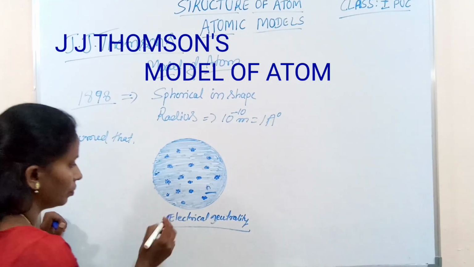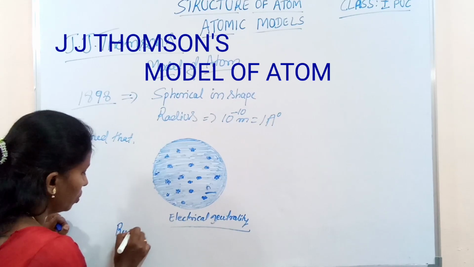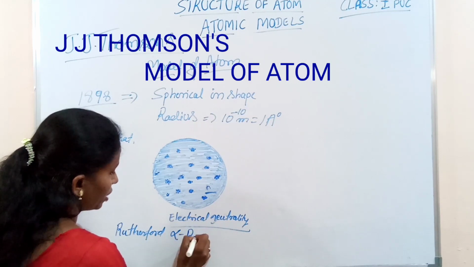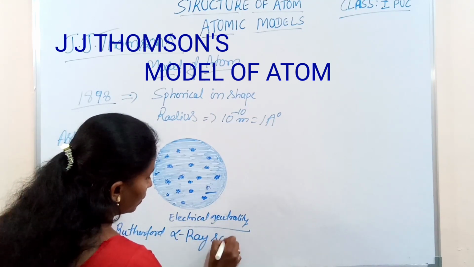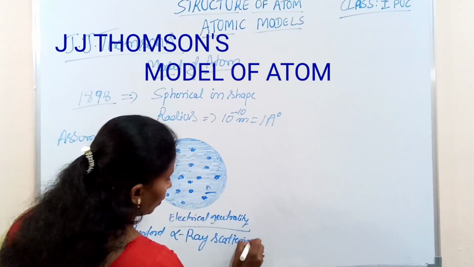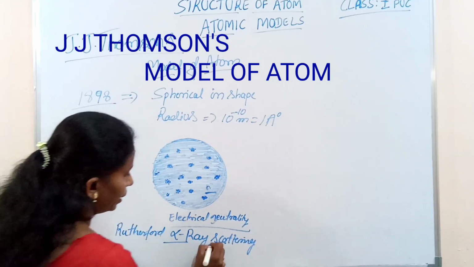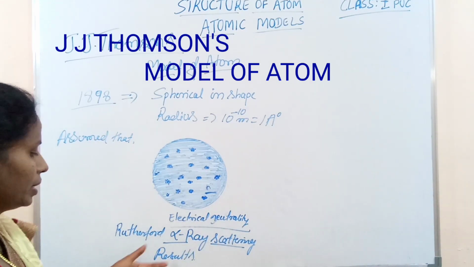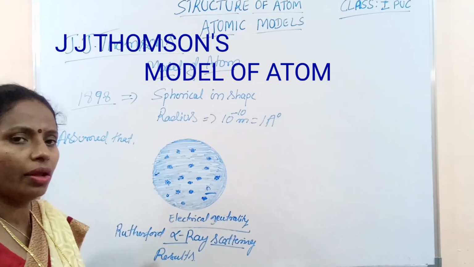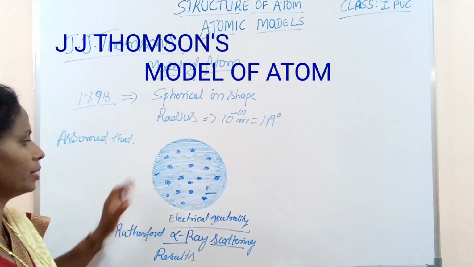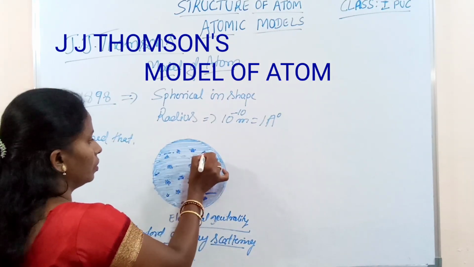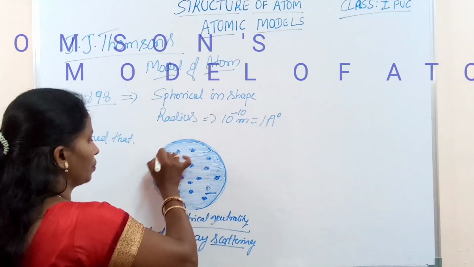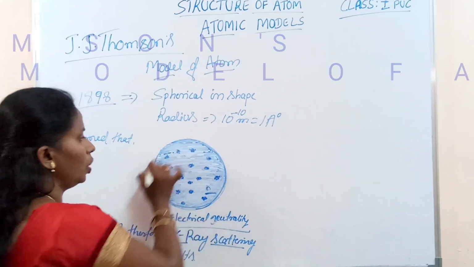This model failed after observing the results of Rutherford's alpha ray scattering experiment. The feature of this model is that the mass is uniformly distributed in the whole atom.